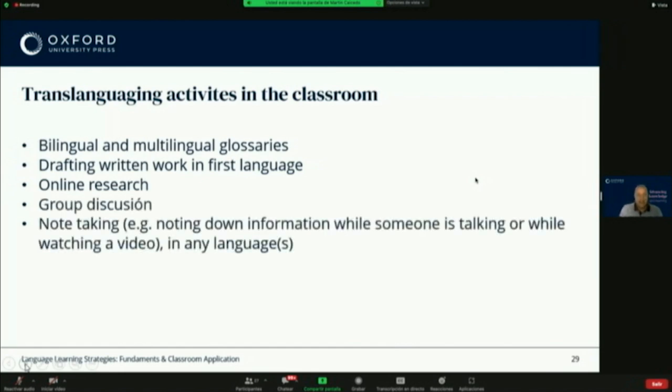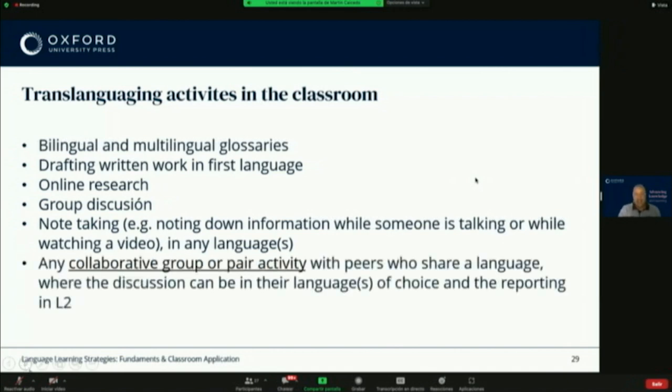Sorry for the Spanish here. Note taking, for example, noting down information while someone is talking or while watching a video in any language. So if we're doing a speaking activity and I want my students to report on the video after they watch it, they can take the notes in Spanish, and they can report it in English. So that is valid. That is a strategy as well. And any collaborative group or peer activity with peers who share a language. The discussions can be in the language of choice, and the reporting is in the second language.